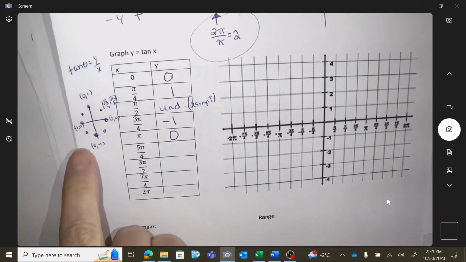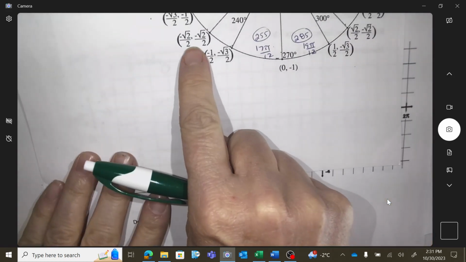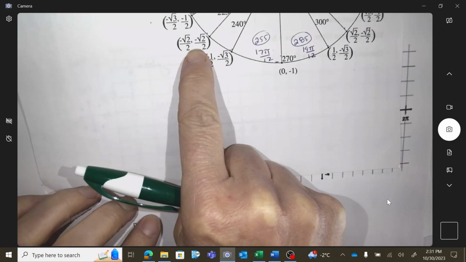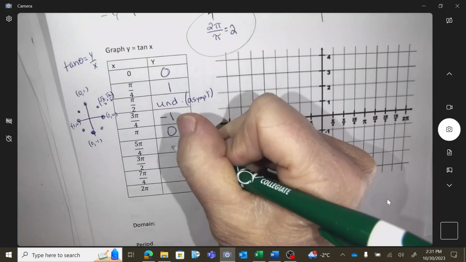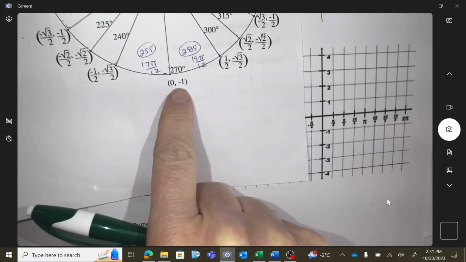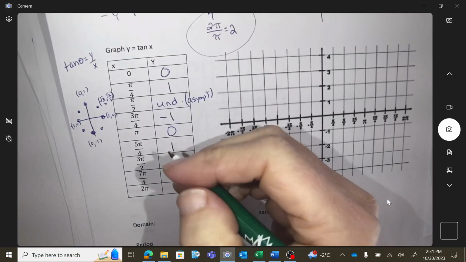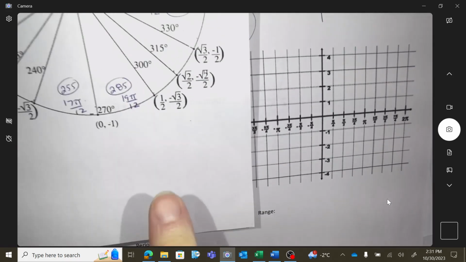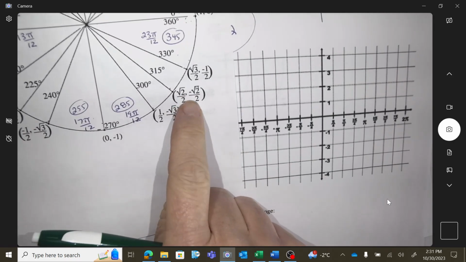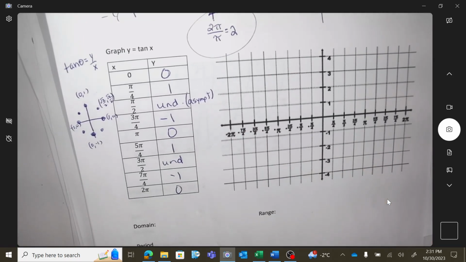0. At 5 pi over 4, so here, what happens on this division? It's positive 1. And what's tan here? It's a divide by 0. Undefined. 7 pi over 4, so what's the tan with this division? Negative 1. And then back to 0.